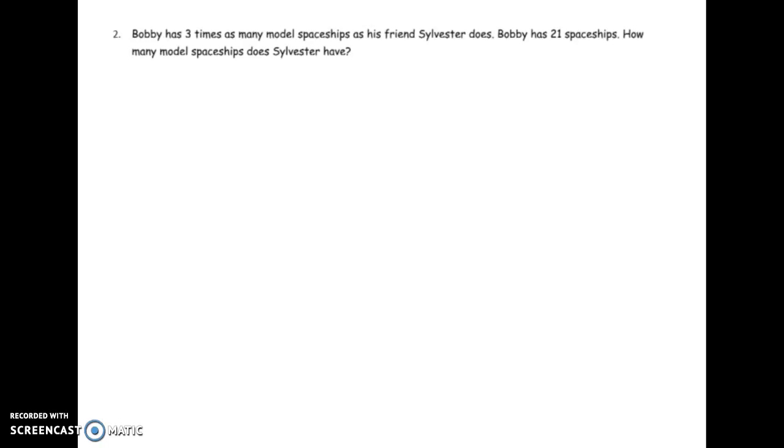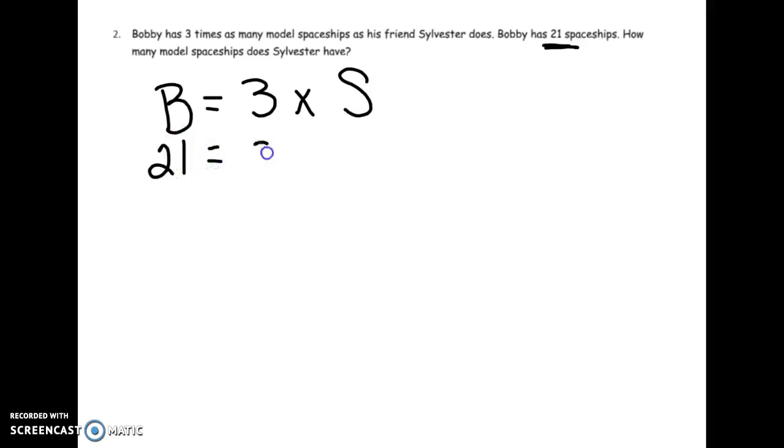The first one that I'm going to show you is Bobby. I'm going to use the variable B for him. It says that Bobby has 3 times as many as his friend Sylvester. So I'm putting an S here for Sylvester. B for Bobby, S for Sylvester. When I look further into the question, it says that Bobby has 21 spaceships. So for Bobby's variable of B, I can insert 21. So 21 equals 3 times Sylvester.